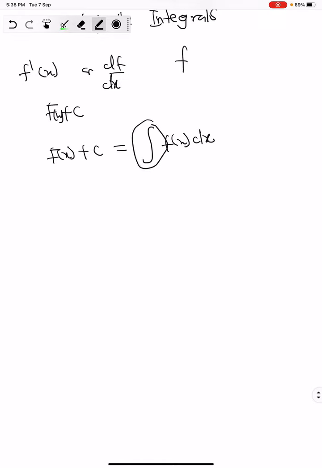Now, this symbol here is called the integral sign, and integral of f of x dx is called the indefinite integral of f of x. Right? Indefinite means that it has no limit point. It has no starting point. It has no ending point. Right? So it's called indefinite integral of f of x.